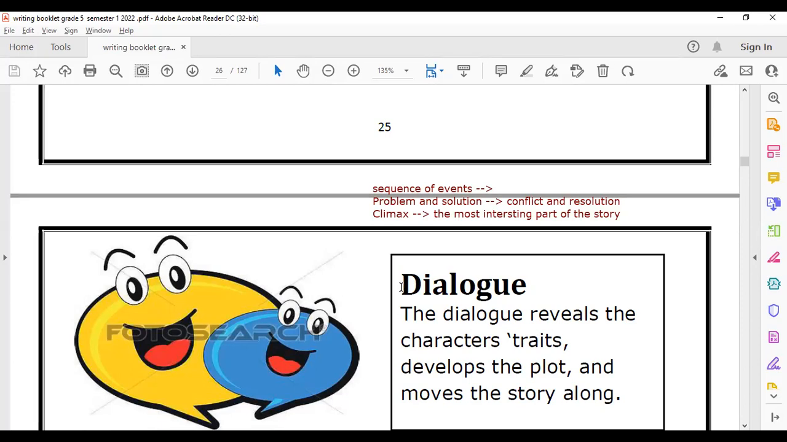What do you mean, Mr., by the word character traits? Okay, everyone has some traits. The traits are the qualities that someone has. Someone is a liar, someone is honest, someone is tricky, someone is kind. Those are called traits.